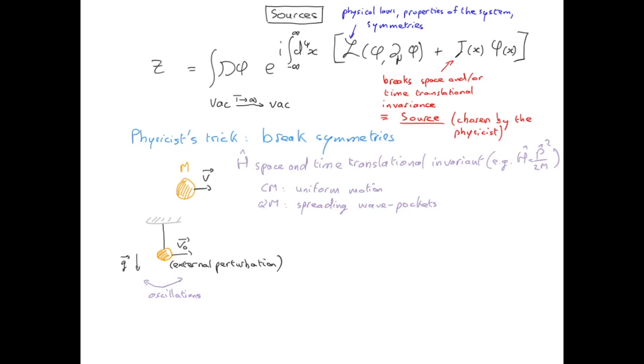In fact, sources are so important that Schwinger, one of the founders of quantum field theory, said he was doing sorcery.